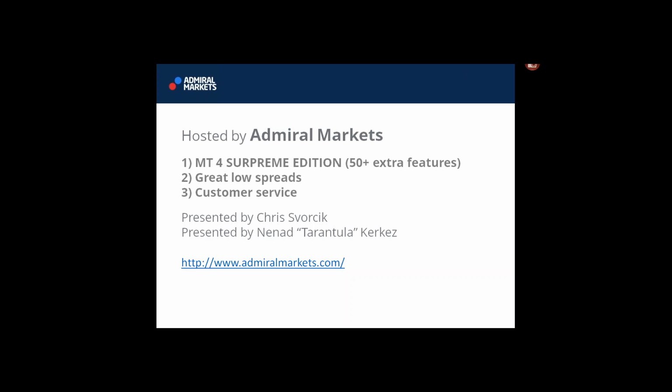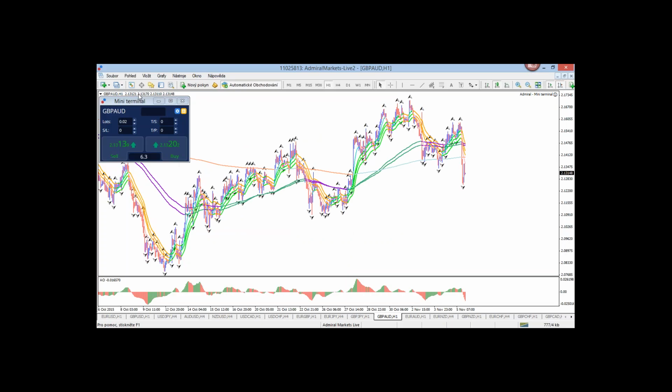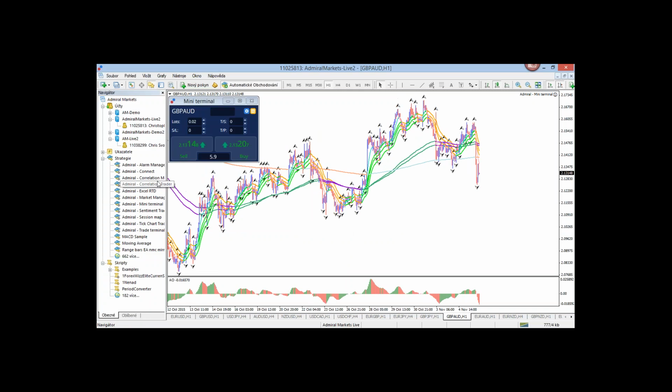Analytical things like the correlation matrix. We've got the calculation of lot size, of course, as well. We can take a look quickly here. Actually, you can see on the left side a lot of that: the correlation, the mini terminal, the tick chart, and the alarm manager. All right, so that's all very useful on the left side of this MT4 platform.